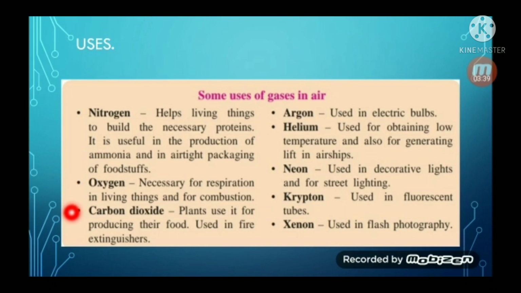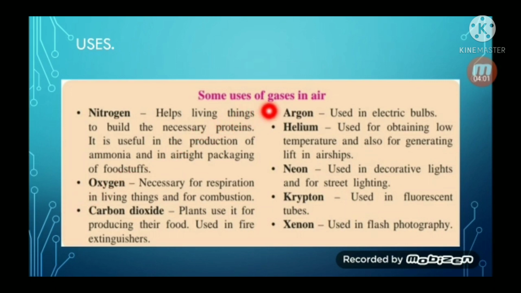Carbon dioxide. Carbon dioxide is used by plants to make their own food. Plants use it for producing their food. It is used in fire extinguishers. Have you seen that red cylinder in the cinema hall? They are using it as a fire extinguisher.